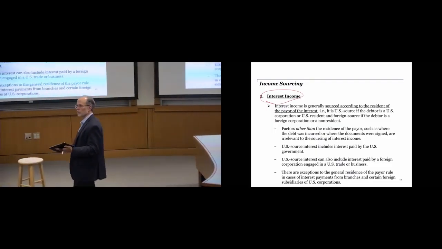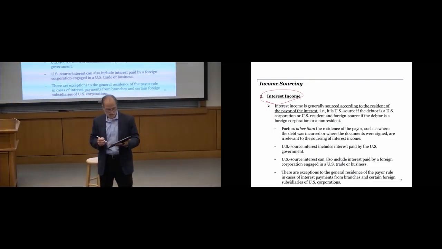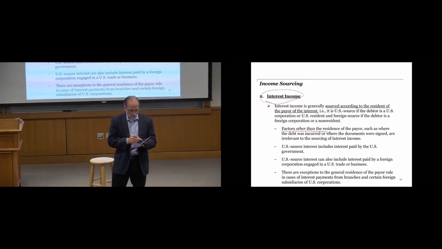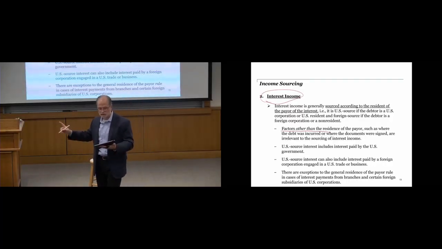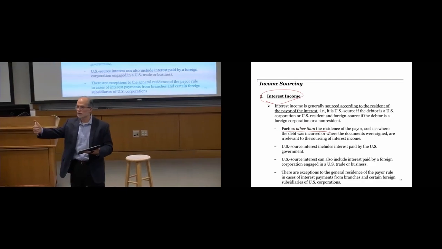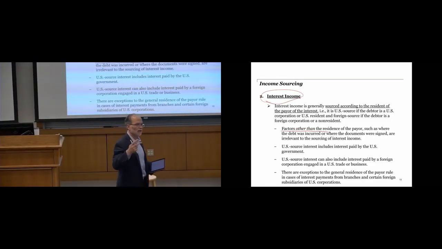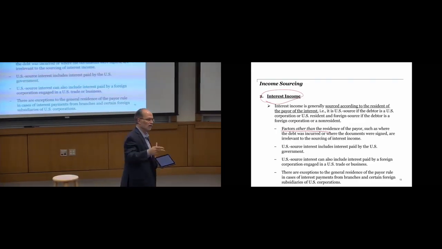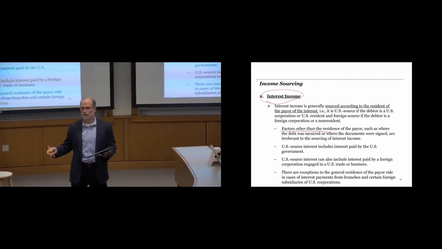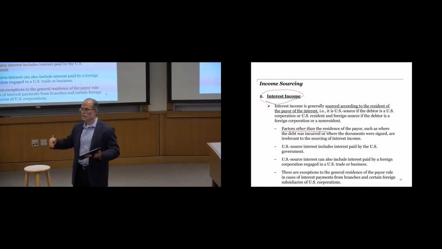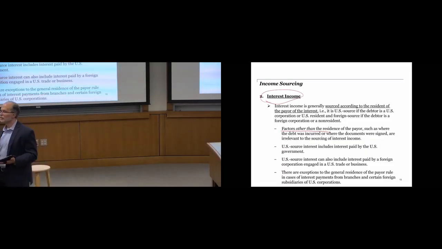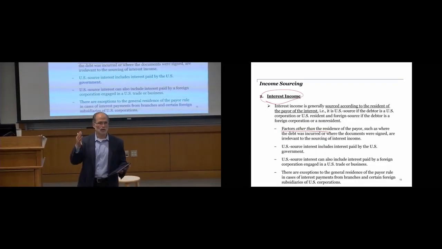or non-U.S. So don't be distracted by factors other than residence of the payor, such as where the debt was incurred, where the documents were signed. Those are irrelevant in determining the source of the interest. Okay? You might think, oh, well, they went to the UK and negotiated this and they borrowed it from a UK bank. Doesn't matter. Black and white rule. What is the residence of the payor of the interest?